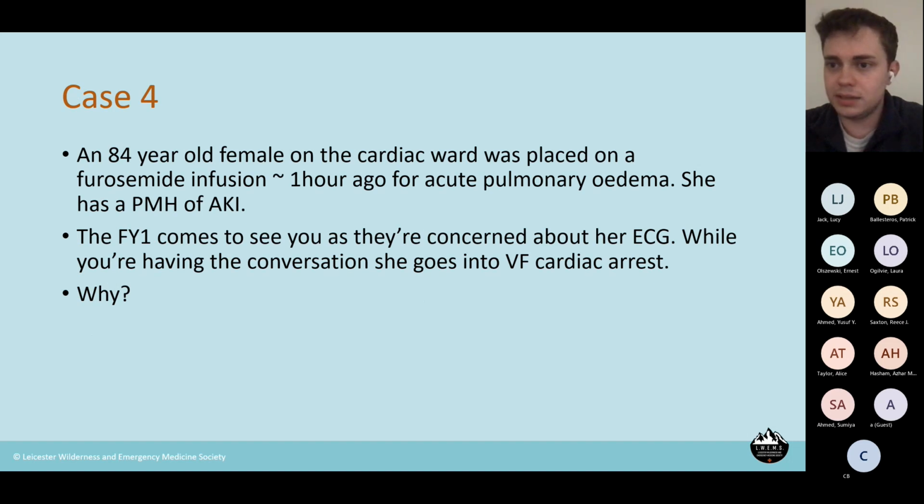So our next case here is an 84-year-old female on the cardiac ward, who was placed on a furosemide infusion about an hour ago for pulmonary edema. She has a past medical history of AKI. The FY1 comes to see you because they're a bit concerned about their ECG, and while you're having the conversation, she goes into VF cardiac arrest. So why do we think this has happened?